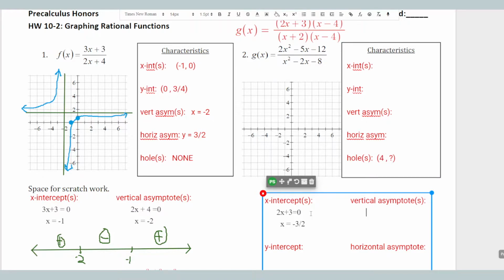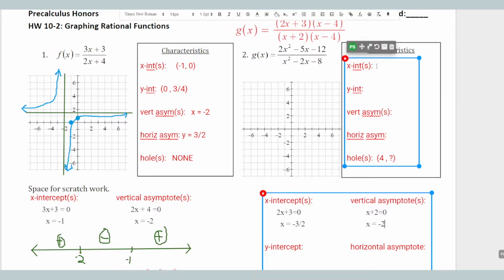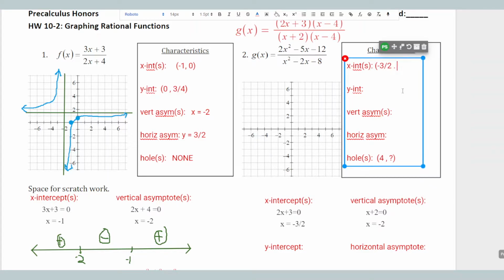Similarly, to find the vertical asymptote, I'm going to set the denominator equal to 0, but only the x plus 2 factor. Recall that the x minus 4 is causing a hole rather than a vertical asymptote. So I only get one vertical asymptote, and that's at negative 2. So my x-intercept is at negative 1.5, or negative 3/2, comma 0. That's a coordinate, and we'll plot that momentarily. And then my vertical asymptote, there's only one. It's going to be at x equals negative 2.